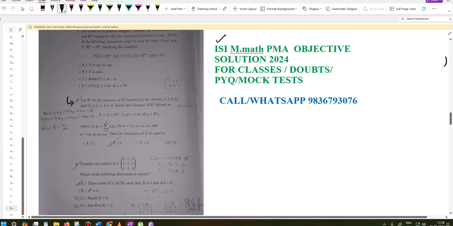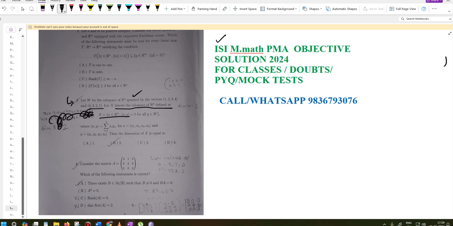So let's get started. W is a subspace of four-dimensional real space R4 spanned by the vectors 1, 2, 3, 4 and 4, 3, 2, 1. X is a subspace of R4 defined as, this is the solution of the student who have tried it. Okay, this is the thing, x, y is this, y is this. So the dimension of x.